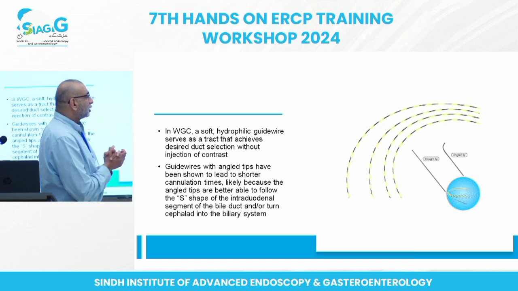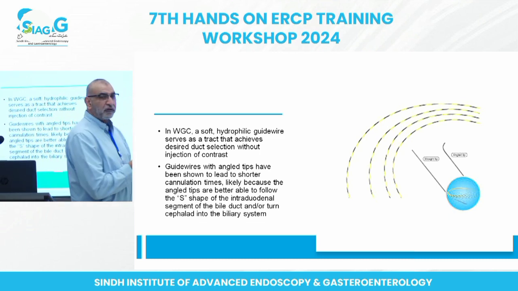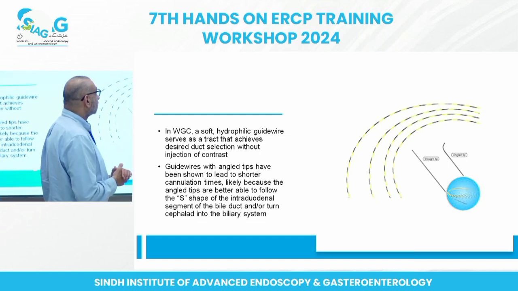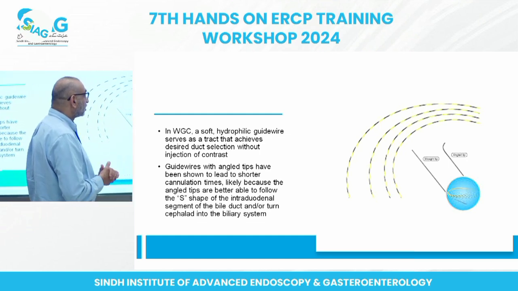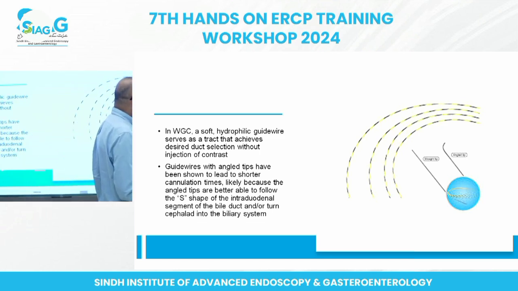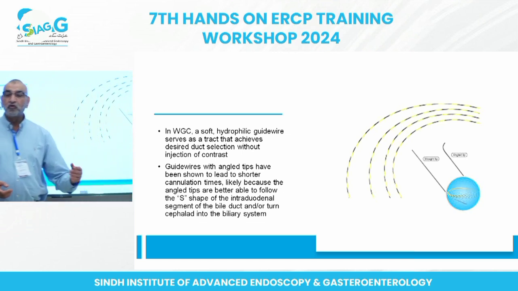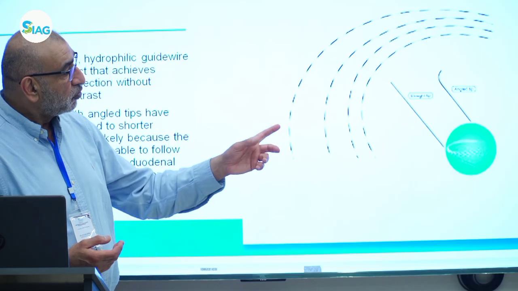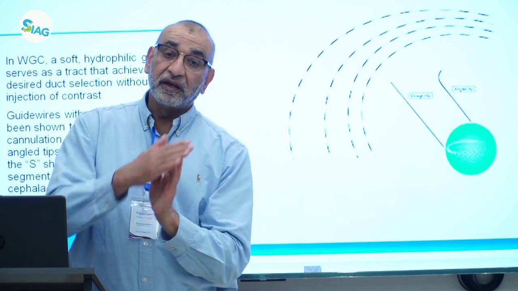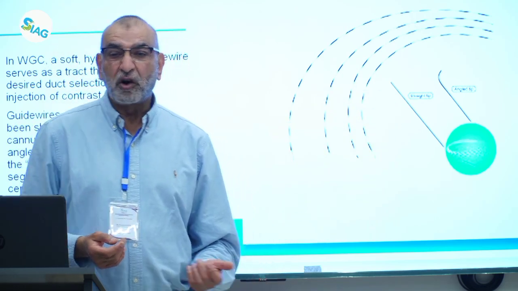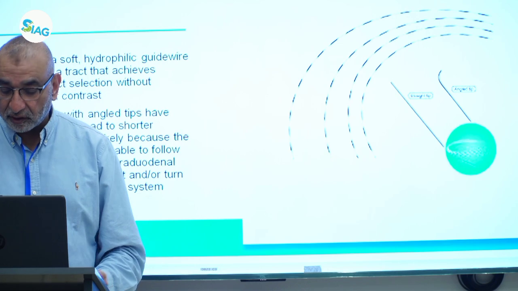Normally, we use a hydrophilic guide wire because they are nice and slippery, and achieve the duct selection without injection of contrast. Guide wires with angled tips have been shown to lead to shorter cannulation time. I mean, it's a matter of choice. Usually, for the first cannulation, I just use a straight wire. It doesn't make much difference. If you've got a stricture to negotiate which is at an angle, then angled guide wires are helpful. But normally for straight cannulation, just use a normal straight guide wire.